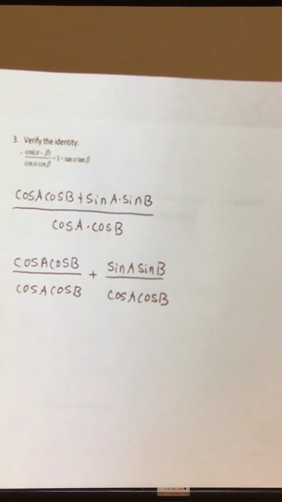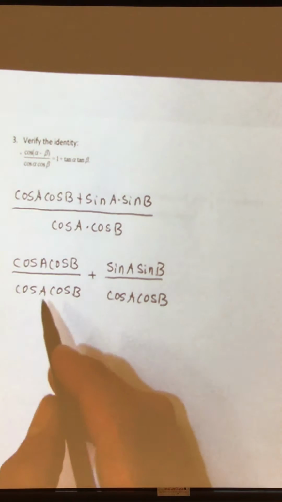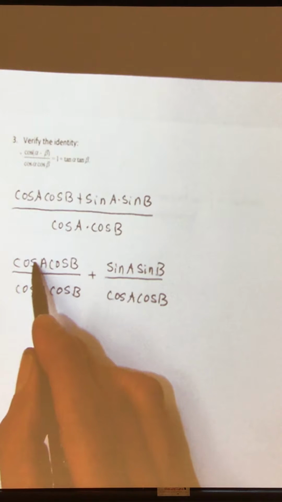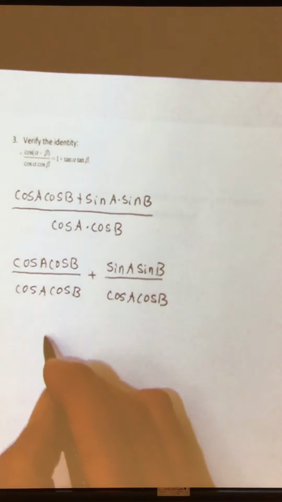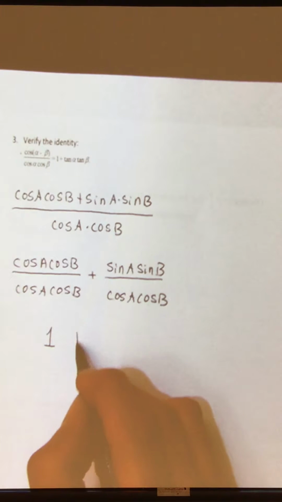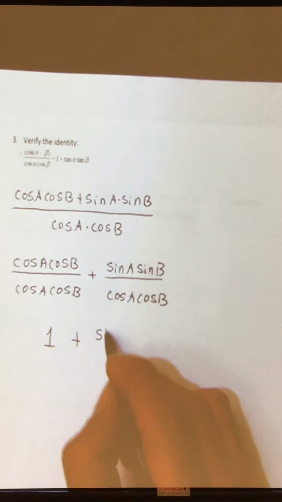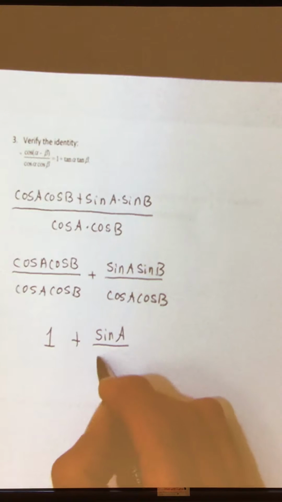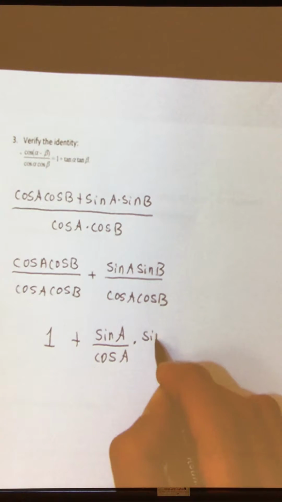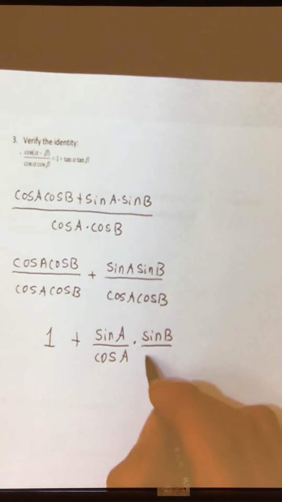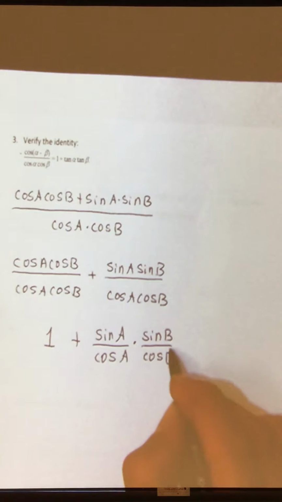Why did I do that? I suppose because I foresaw that this quantity here divides out. Cosine A divided by cosine A is 1, and the cosine of B also divides out to be 1. Here, just look at this as the sine of A over the cosine of A. I'm breaking up this fraction into product of two individual fractions, just to make it easier to see what I'm thinking.